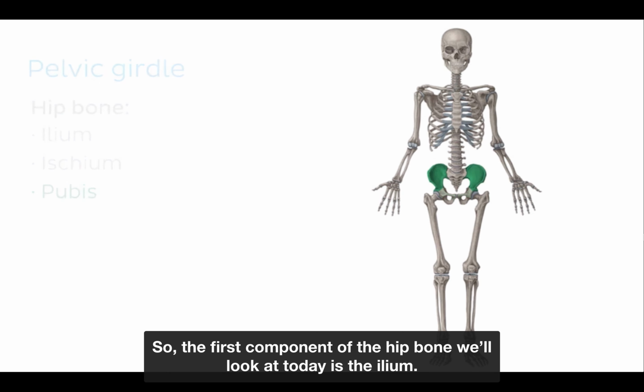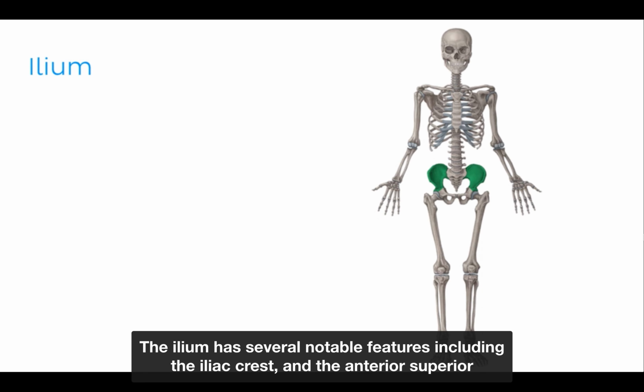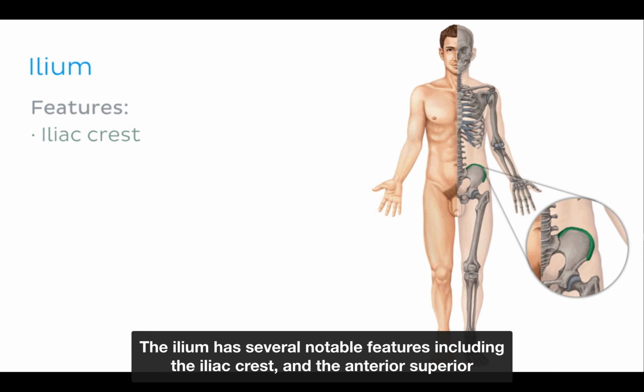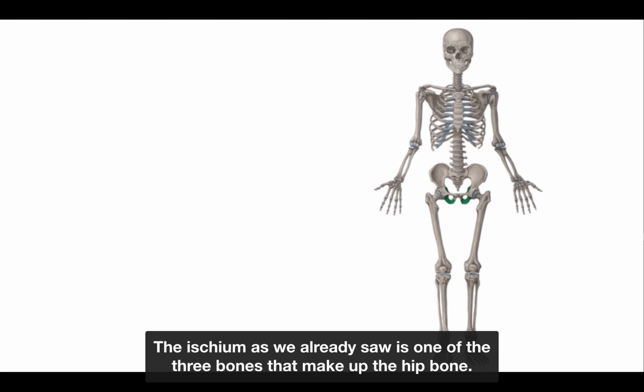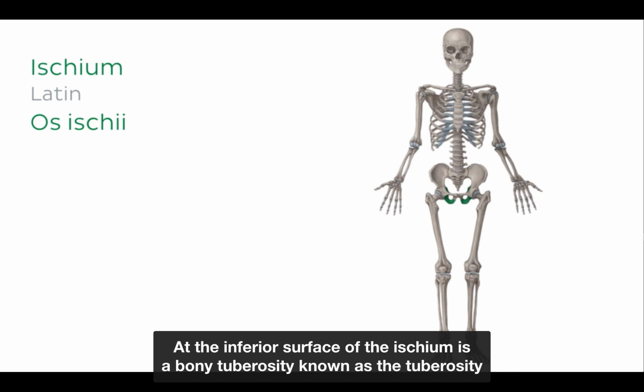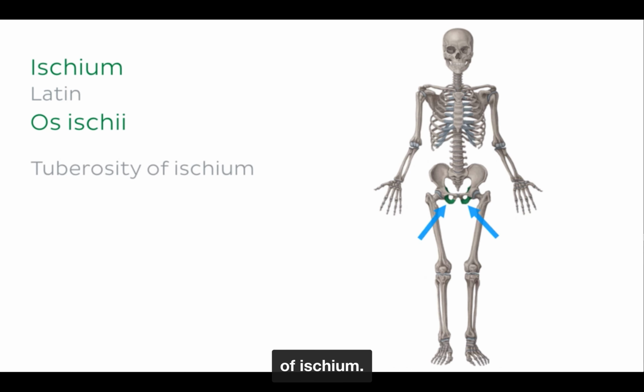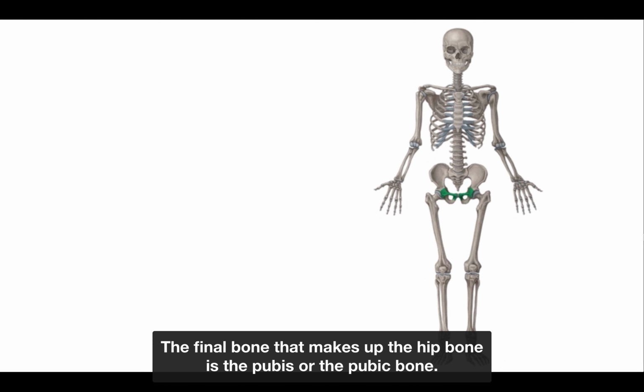So the first component of the hip bone we'll look at today is the ilium. The ilium has several notable features, including the iliac crest and the anterior superior iliac spine. The ischium, as we already saw, is one of the 3 bones that make up the hip bone. At the inferior surface of the ischium is a bony tuberosity known as the tuberosity of ischium. The final bone that makes up the hip bone is the pubis or the pubic bone.